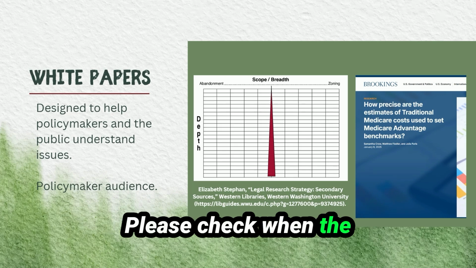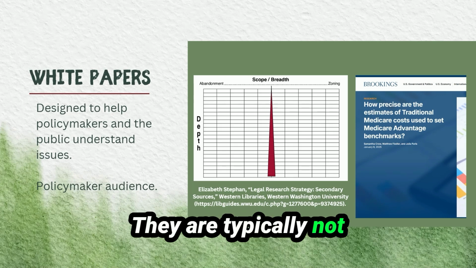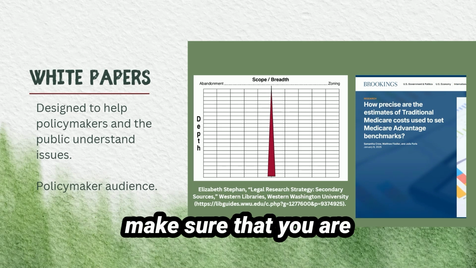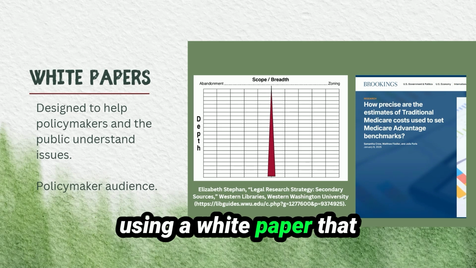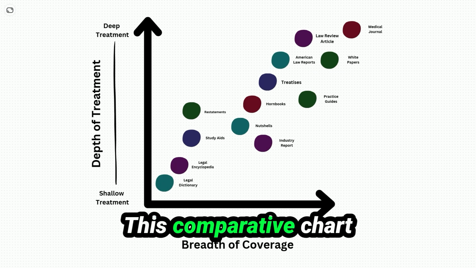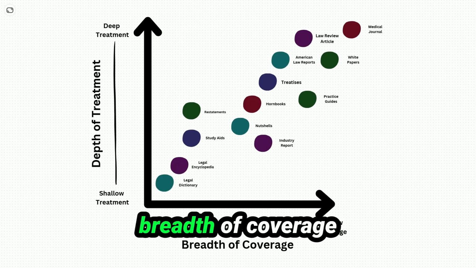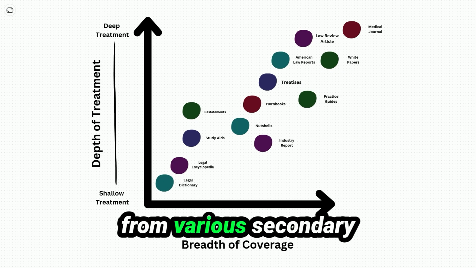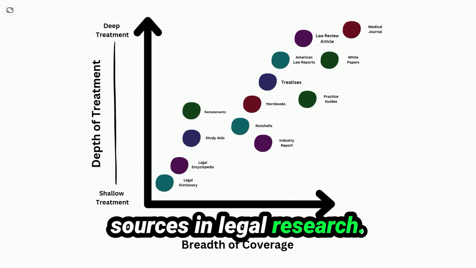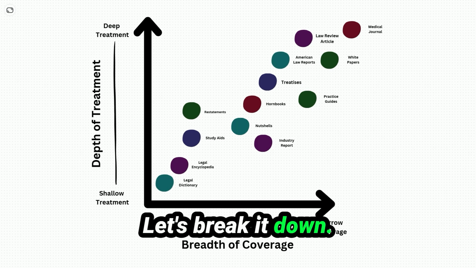Please check when the white paper was published. They are typically not updated, so you want to make sure that you are using a white paper that has come out recently. This comparative chart helps visualize the depth of treatment and breadth of coverage through various secondary sources in legal research. Let's break it down.